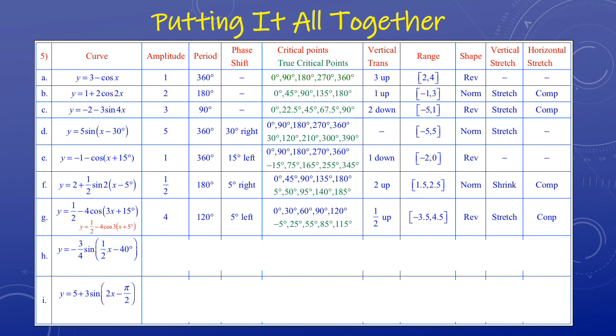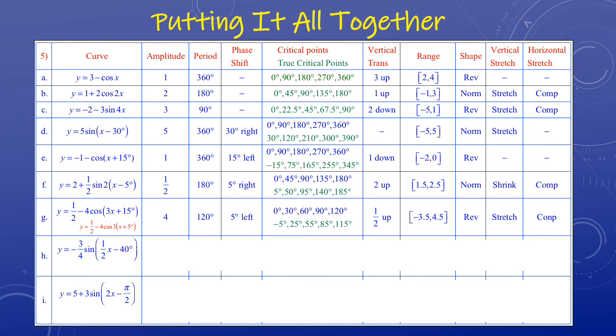G reads y is equal to 1/2 minus 4 cosine quantity 3x plus 15 degrees. This problem contains a trap. Since our general form is y is equal to d plus or minus a cosine of b quantity x minus c degrees, we have to factor the 3 out to get y is equal to 1/2 minus 4 cosine of 3 quantity x plus 5 degrees. Now it is in the correct format.